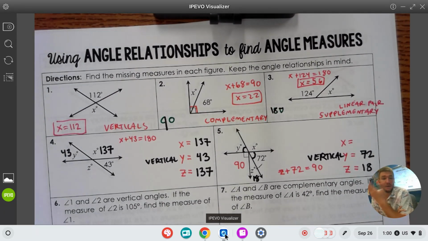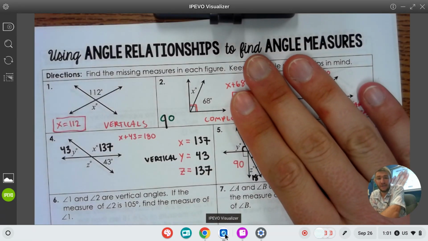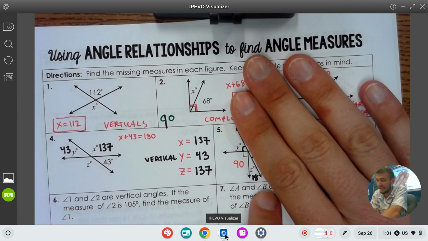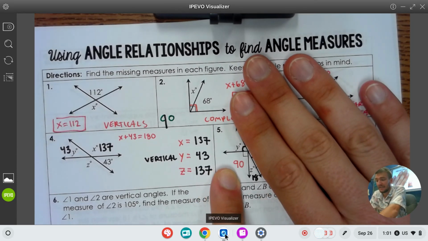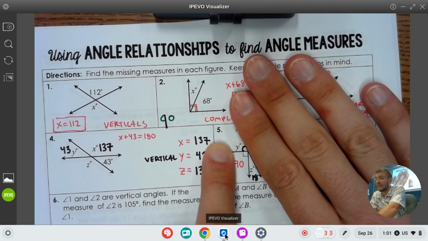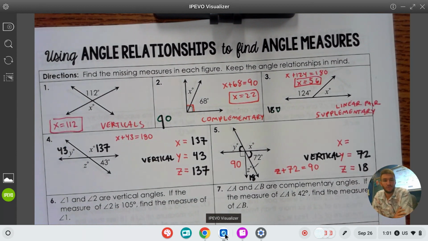Now there's another way we could have even figured out 72. We could have thought about this like it was supplementary. We could have said that all 3 of these need to add up to make 180, right? And so 18 plus 90, that's 108. And Y is all the leftover stuff, which is going to be 72. In order to make it 180, 72. There it is. Lastly, X.